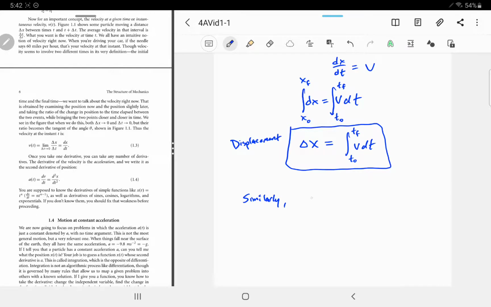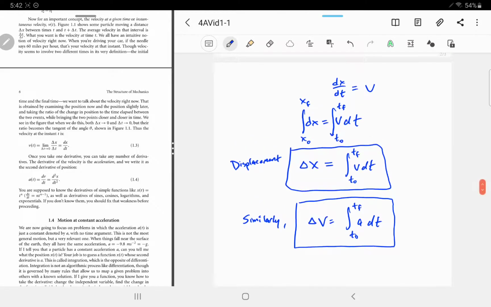So that's displacement, and then similarly, we can get the equation delta v is integral of a dt from t naught to t final. So this is the same exact derivation except using the definition for acceleration as a derivative of velocity. So notice how these are also areas under curves. This is the area under the v of t curve or graph. And this right here is the area under an acceleration versus time graph.